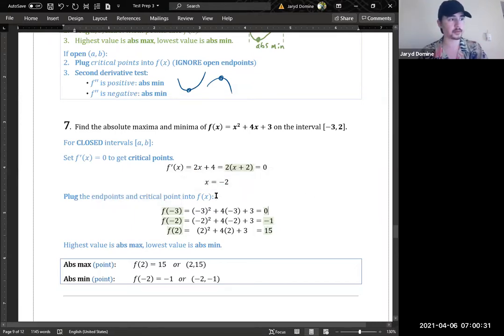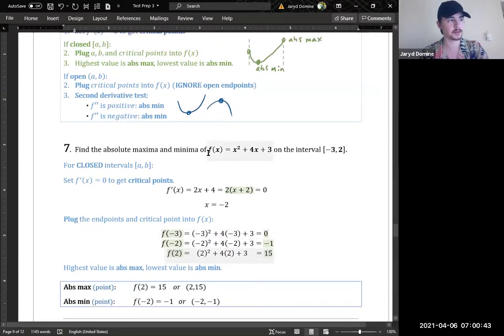Okay, so all I'm going to do is plug in the endpoints. So -3, 2, and the critical point, which is minus 2. So I'm going to plug in all these points and see what numbers I get. So how high these points are. So I plug these into f of x. So f of minus 3 gives me 0. F of minus 2 gives me a minus 1. And f of 2 gives me a 15. So I found the height of all of these different points.